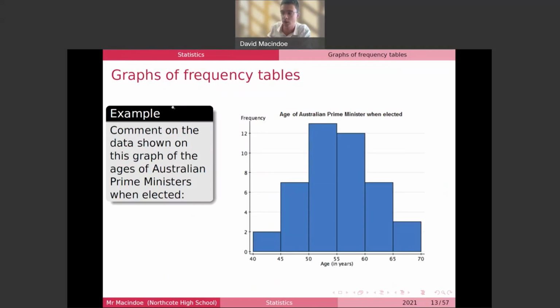This example asks you to comment on the data shown on this graphic of the ages of Australian Prime Ministers when elected. If you'd like to do that now, give yourself a chance to have a look at it, have a think about it, just pause the video. If you've got someone else there, maybe discuss with them, and then I'll unpause and I'll tell you what I think.